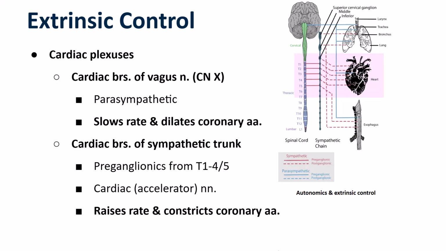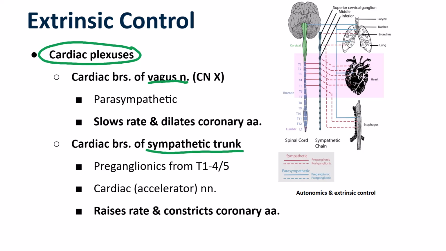So let's talk about that extrinsic control of heart rate. The autonomic nervous system is organized into cardiac plexuses in the vicinity of the heart from fibers of the vagus nerve and the sympathetic trunks. So the autonomic nervous system has both a sympathetic and a parasympathetic side to it. The sympathetic is the fight or flight. The parasympathetic is the rest and digest.